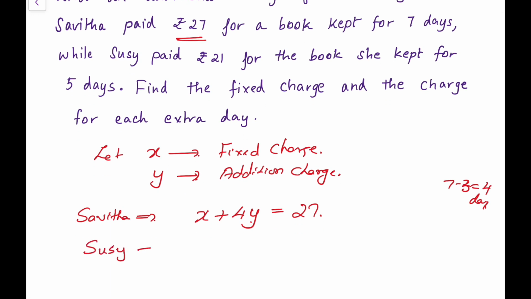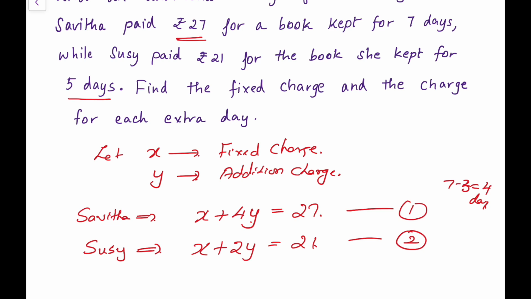Now Susie. Similarly, irrespective of how many days you have kept, you have to pay a fixed charge of x rupees. Then she has kept the book for 5 days here. So 3 days it is fixed charge. So she has kept for 2 extra days, so only 2 into y she has to pay. Only for 2 days additional charge she has to pay. So x plus 2y equal to 21. So this is equation 1 and this is equation 2.